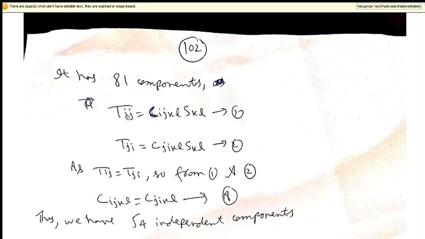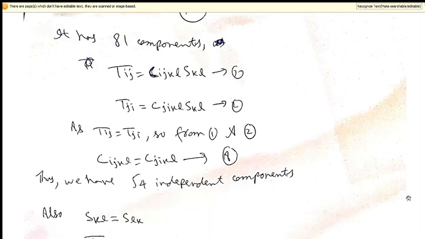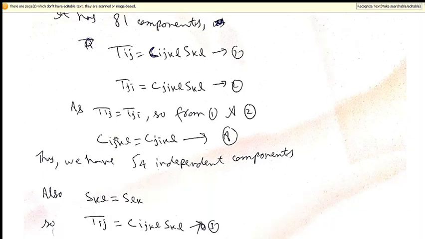We know that Tij equals Cijkl Skl. Here let us change i and j with each other: Tji equals Cjikl Skl. This is the second equation. And we know that Tij equals Tji, stress is symmetric. So from 1 and 2 you can write that Cijkl equals Cjikl. Using this relation you have 54 independent components.